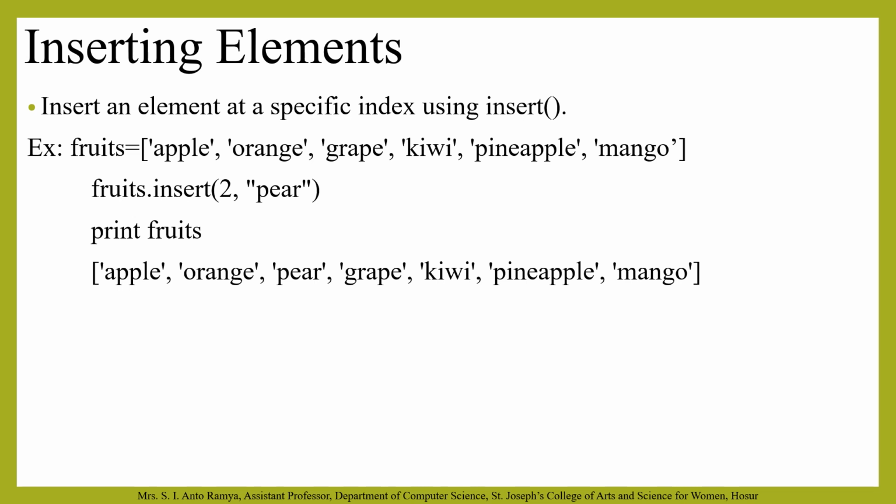Apple is in the 0th position, orange in the first position, 0, 1 and 2. So we are going to move grape and add pear there. In the second position, pear will be added. Grape will be moved to the third position, kiwi to the 4, pineapple to the 5 and mango to 6, like that. If you print fruits, you see apple, orange, pear, grape, kiwi, pineapple, mango has been added.